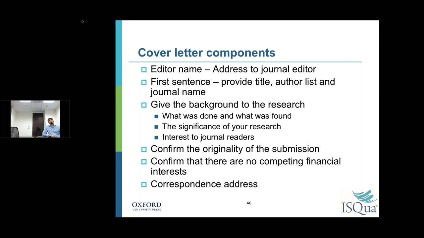So the first sentence should provide the title, author list, and journal name. Give the background to the research, like what was done and what was found, and just two or three lines is enough. And then the significance of your research in one or two lines is also enough, and the interest to the journal readers, why it is important to them and why you are submitting to this particular journal. So you have to make sure. So these 2 to 3 lines will not take too many words.